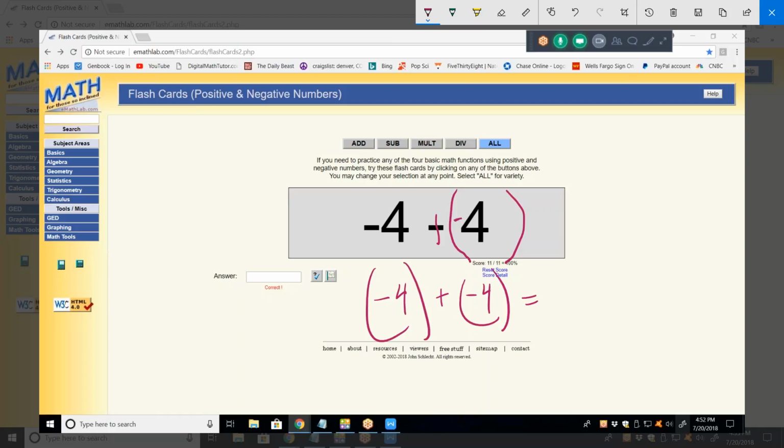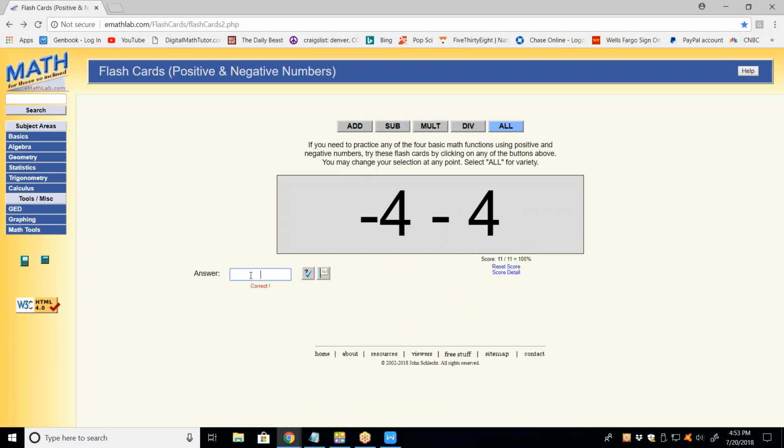Distinguish between multiplication and adding. When you are adding two negative numbers, your answer is going to be negative. When you are multiplying two negative numbers, your answer is going to be positive. So it's extremely important that you distinguish between the two. And it's a very common mistake to get those mixed up and get the sign wrong because of it.